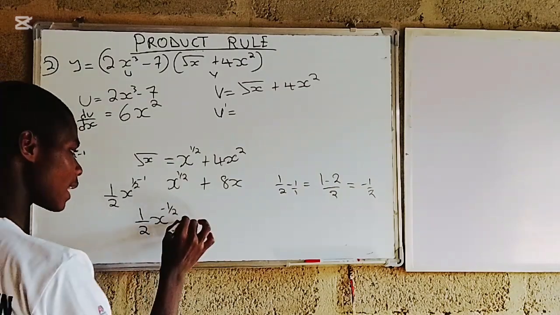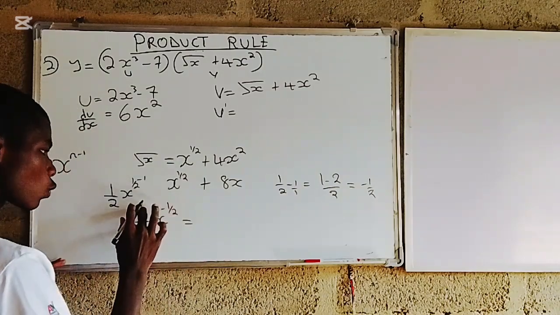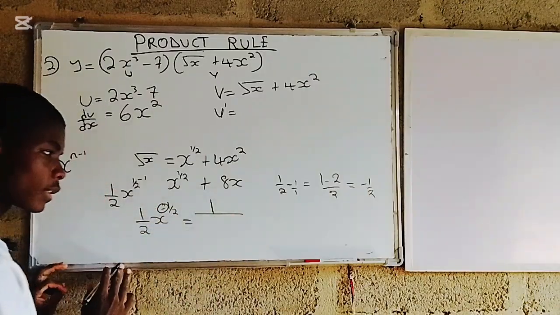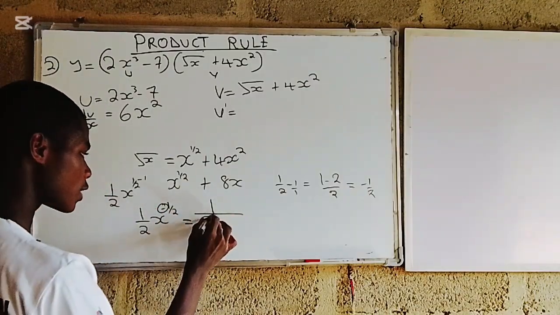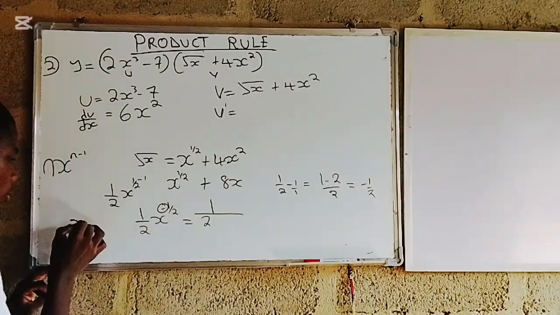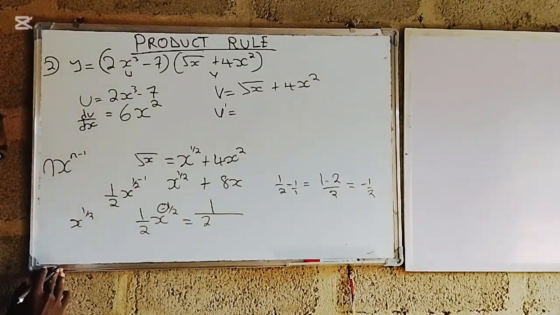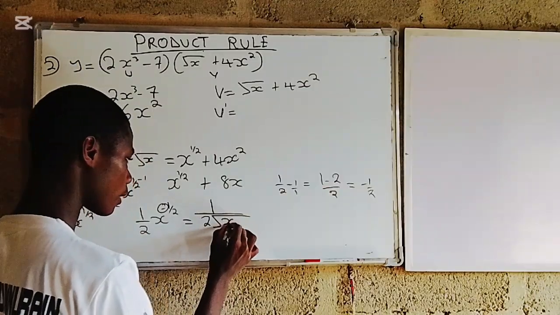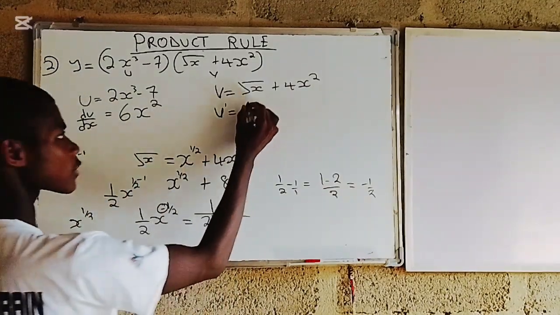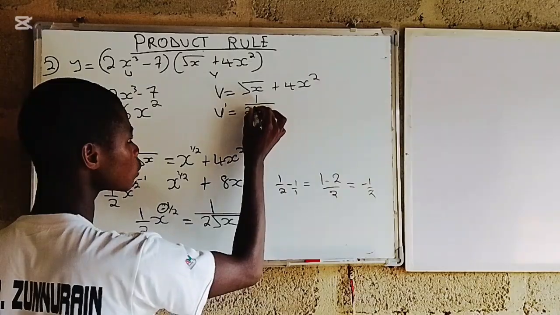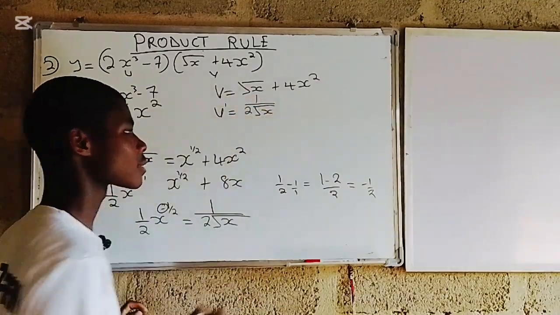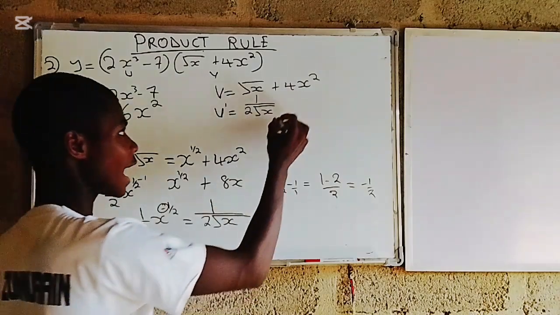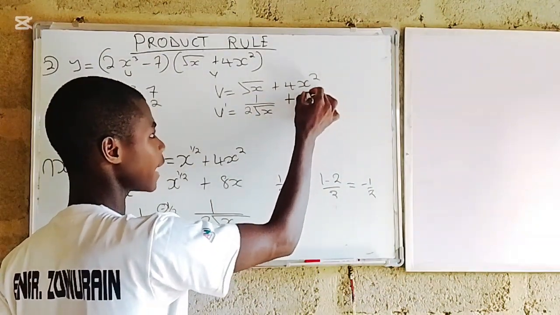And also this is the same thing as writing, I have to keep this 1, this negative indicates this goes over, and then I have to keep this 2 down, and I'm left with only x to the half. So this x to the half is the same thing as this. So I can just write this as 1 over 2 root of x as what I differentiate. I differentiate this root of x. So I have to say plus 8x.